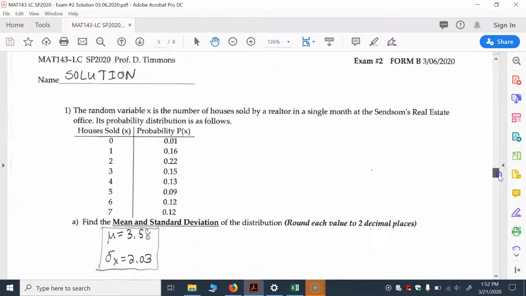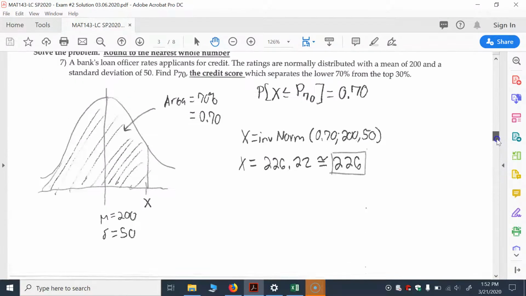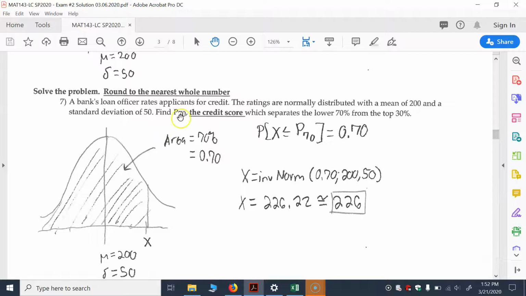And on Form A, for that problem, here I wanted the 70th percentile. Again, that x value has to be somewhere to the right of 200. This cumulative area from left to right will be 70% or 0.7. So again, I'll put that into inverse norm. There's mu and sigma. This value is 226. And again, that makes sense with our picture.